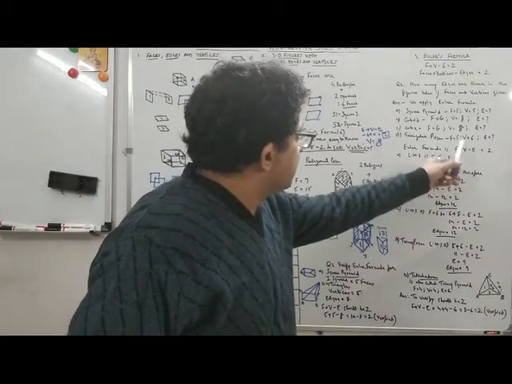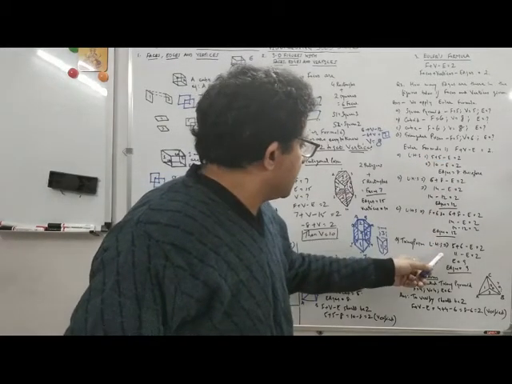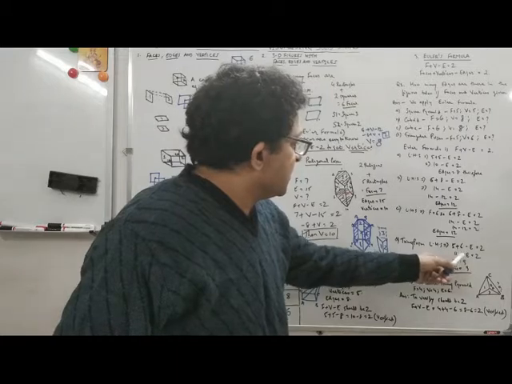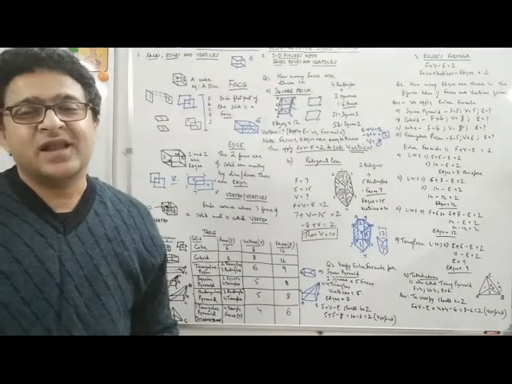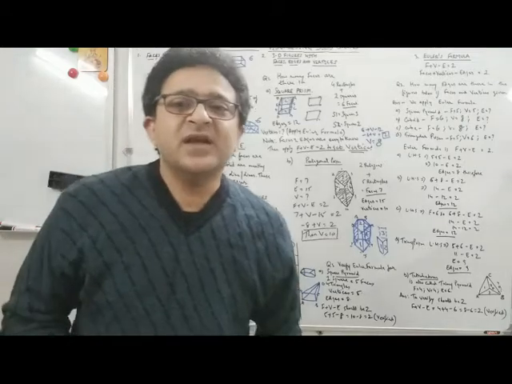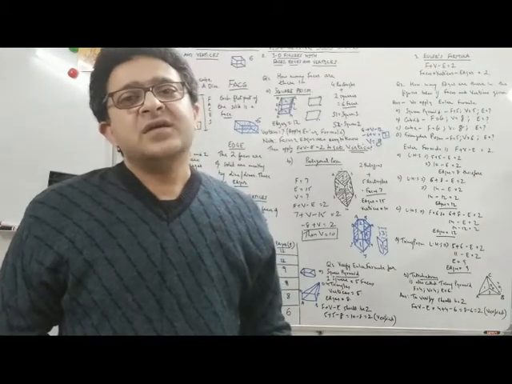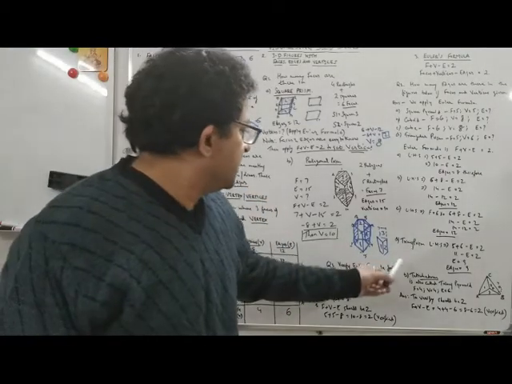This is 5 plus 6, 11. 11 minus E is equal to 2. 11 minus what is 2? 11 minus 8? No, 9. So the edges will be 9 in a triangular prism. Is it a triangular prism? It's a triangular prism, yeah.